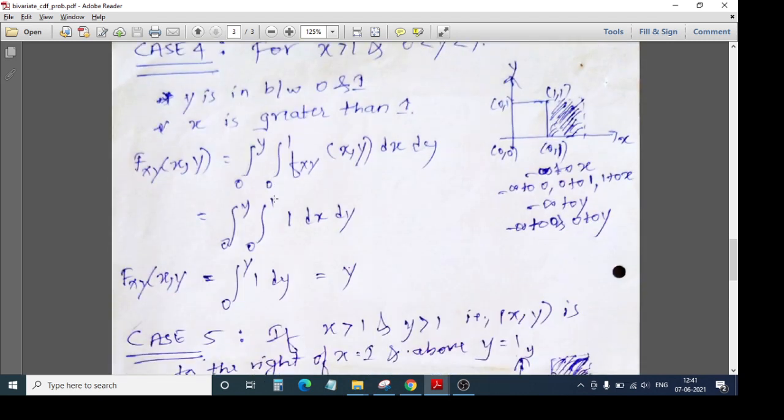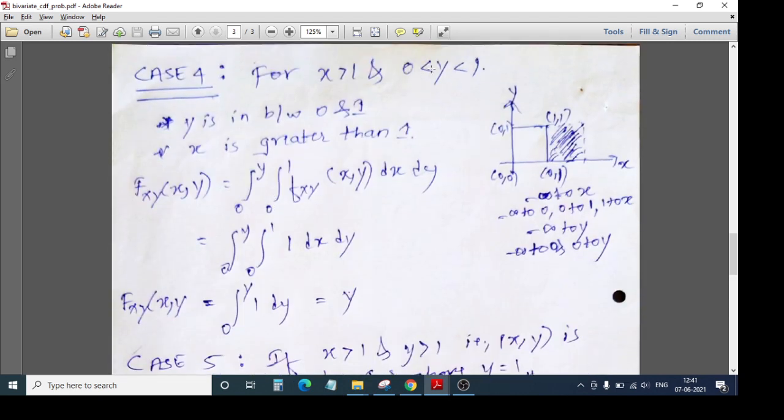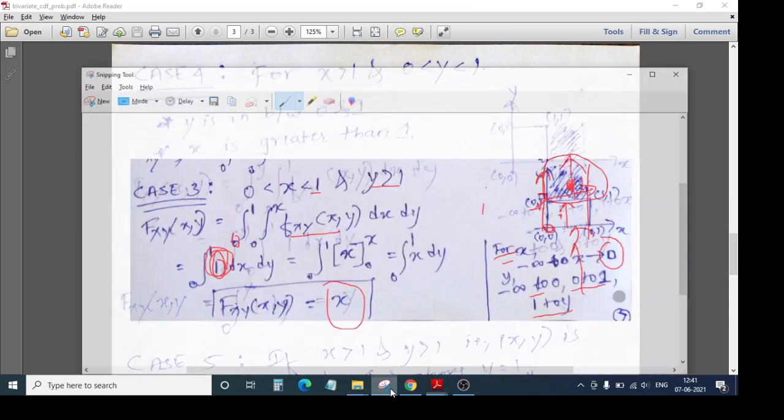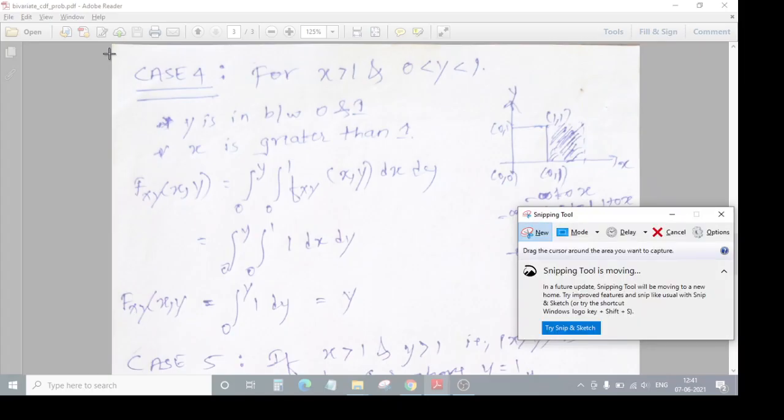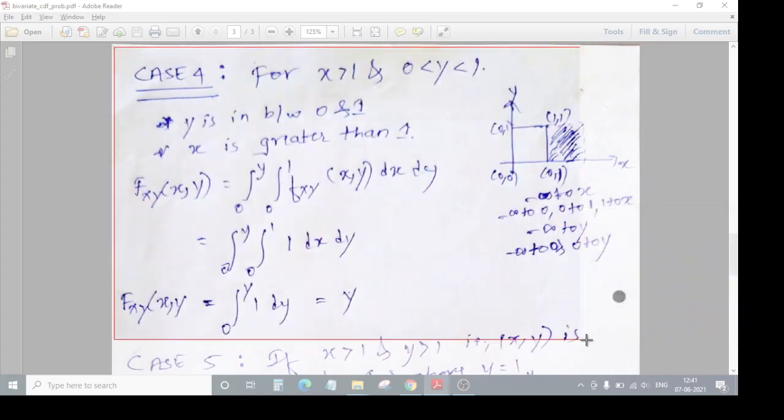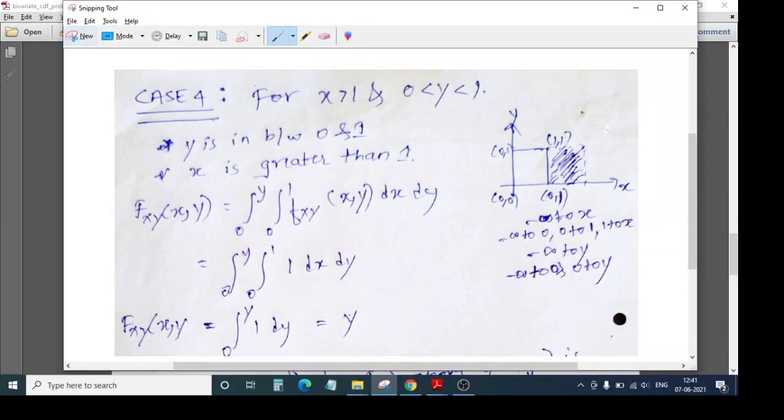Case 3 is done. Next we'll move ahead to case 4. Please concentrate again. So friends, in case 4, what have we considered? We have considered x as greater than 1 and y in between 0 and 1. Whatever we did in case 3 for x, we are doing for y now. First thing, y is in between 0 and 1.